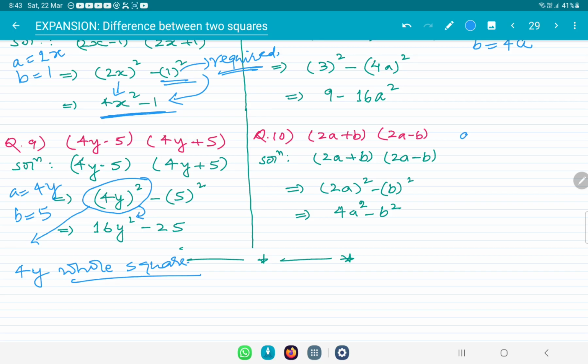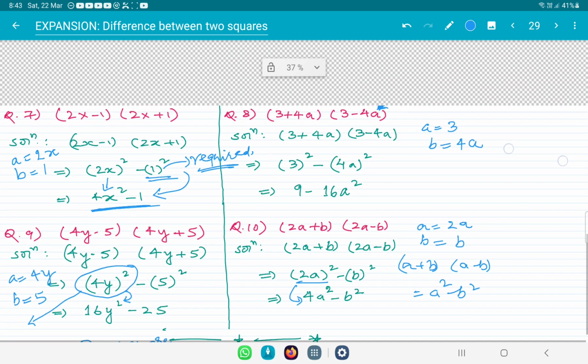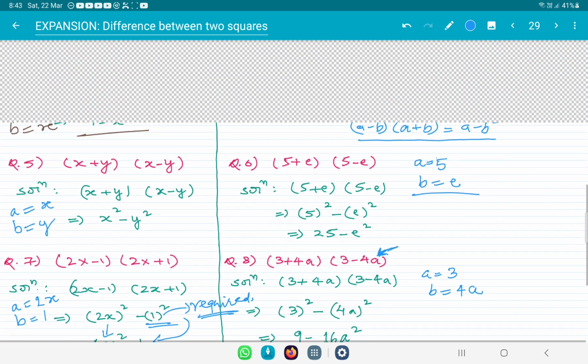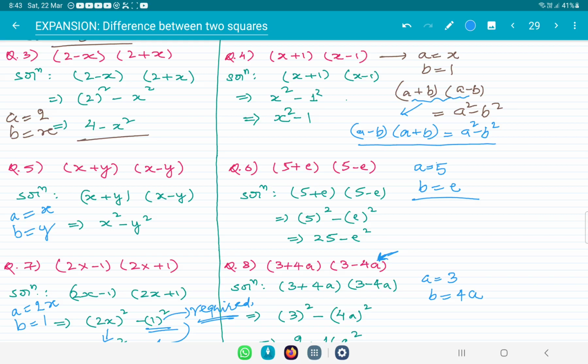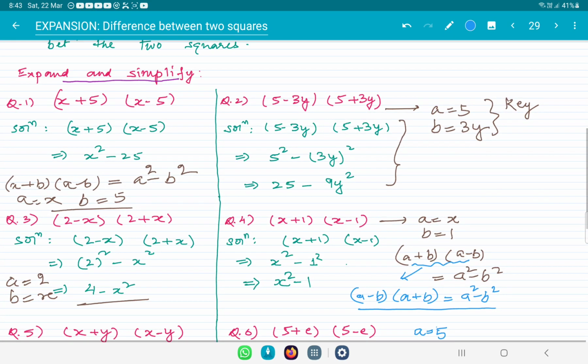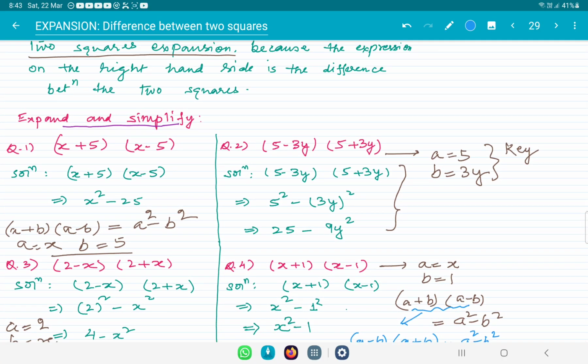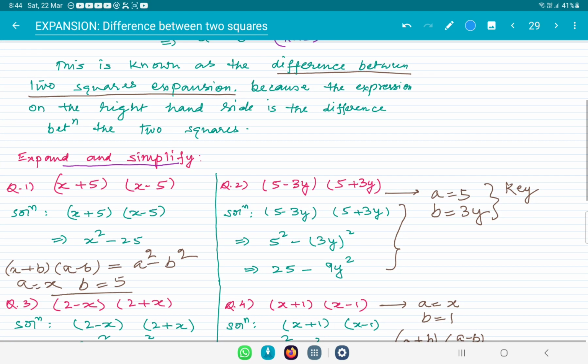2a plus b, 2a minus b. So a is equal to 2a in this and b is equal to b. As we know, a plus b into a minus b is equal to a square minus b square. So 2a whole square minus b square, 2a whole square is 4a square minus b square. Okay, so this is all about your difference of two squares identity. It's very easy. Just do practice, 10 and 20 sums at a stretch, so that you can get command on this type of identity. These are the basics of higher classes.